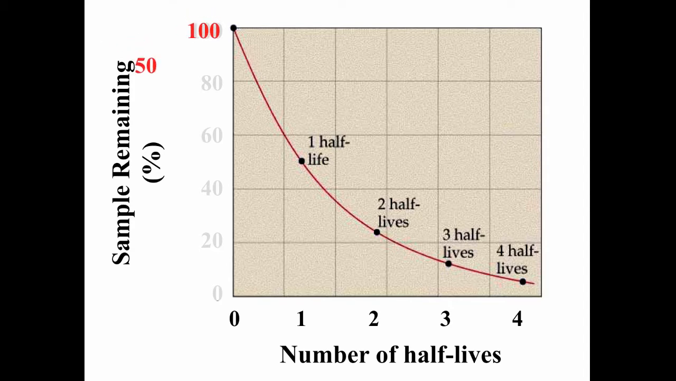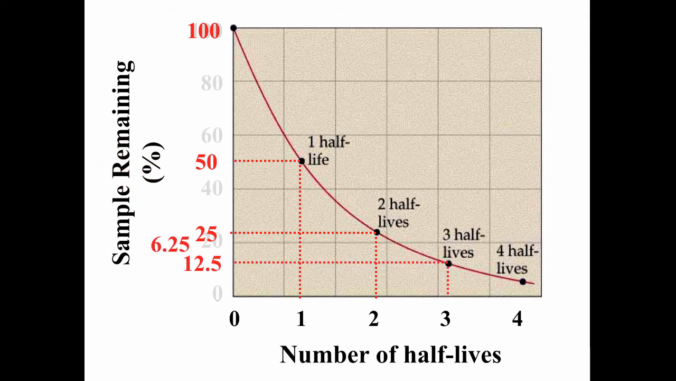Reminder about half-lives: the half-life is the amount of time it takes for half of the substance to decay. So in one half-life, it goes from 100% to 50%. In another half-life, it goes to 25%, half of 50. In another half-life, it goes to 12.5%, half of 25, and so on.